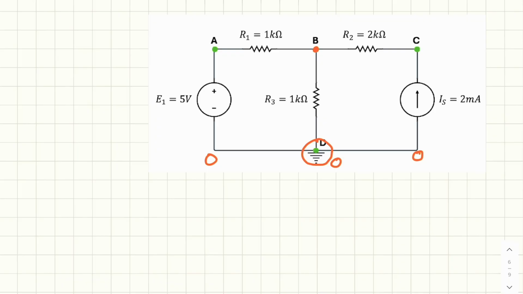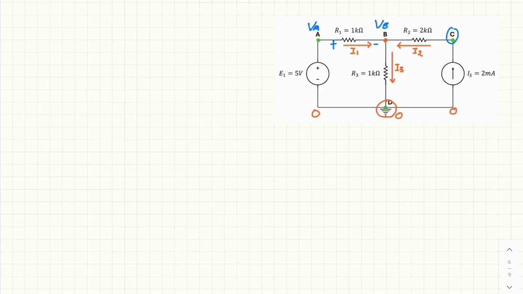Say, for example, I will say the current passing through R1 will flow into B, and the current passing through R2 will also flow into B, and assume the current passing through R3 will flow out from B. So I will label these I1, I2, and I3. Now let's write down the KCL at node B.